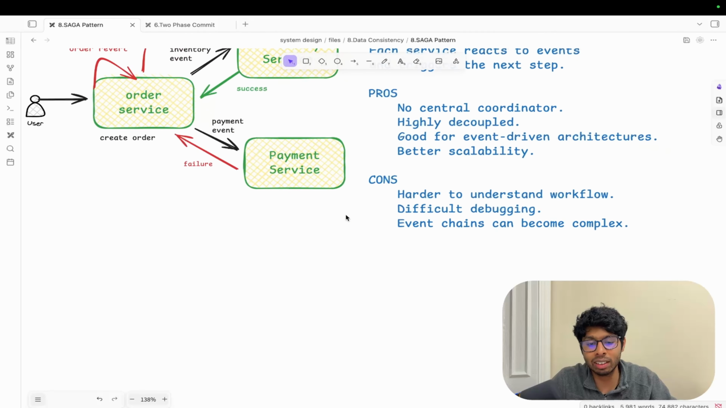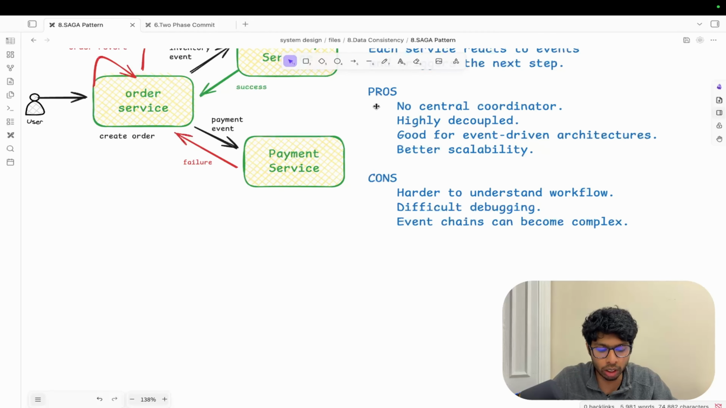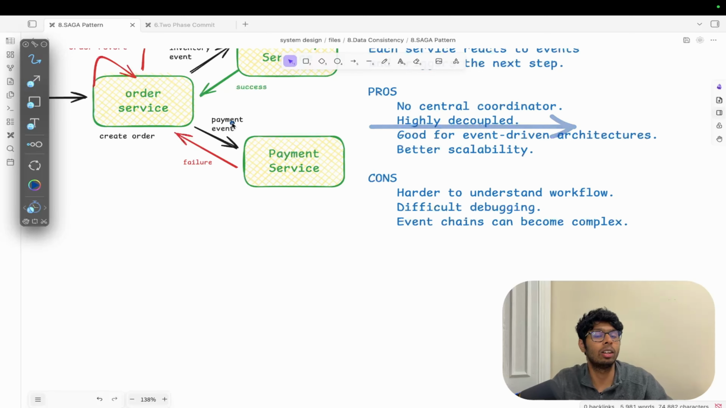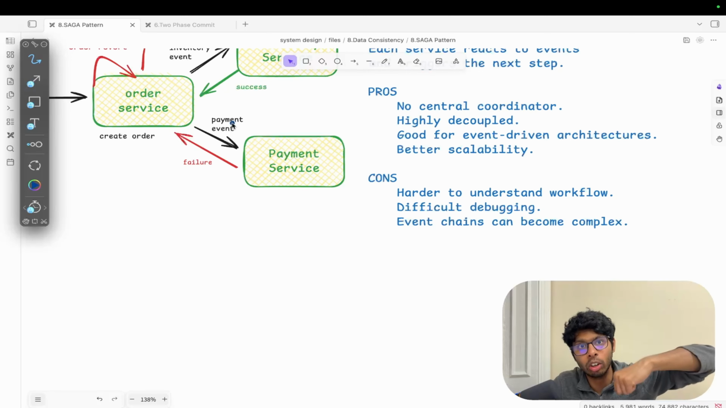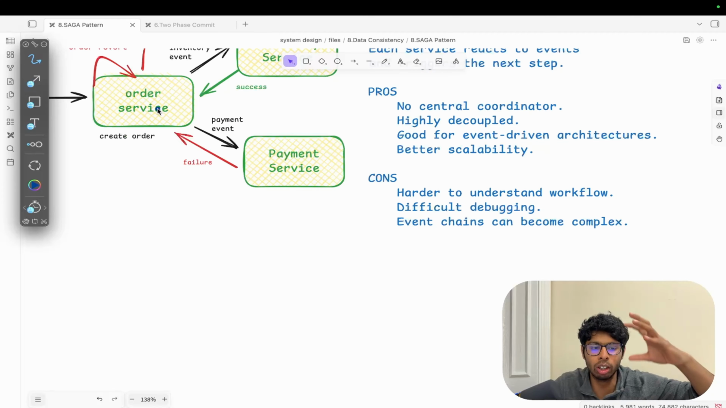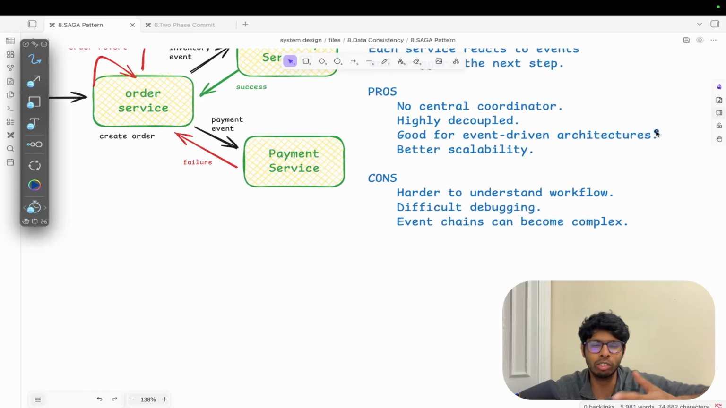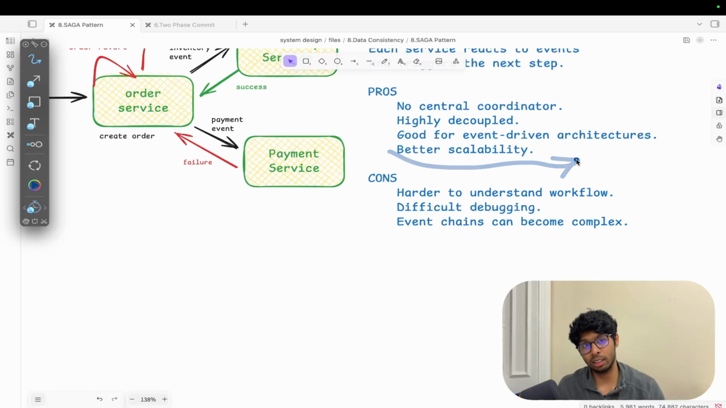I will read these pros and cons for you. First of all, there is no central coordination, it is highly decoupled. We are not dependent on one coordinator. Everything is talking to everything. Order service talking to inventory service, payment service, and there can be a situation where payment service can talk to the inventory service. We can make any custom logic here. It is good for event-driven architecture, that's what we have discussed. We can use Kafka, SQS, anything. And it is very scalable. But now comes the cons.